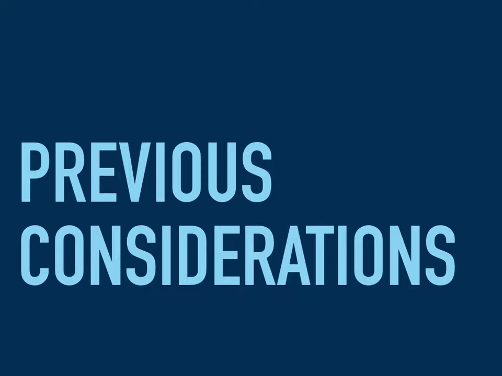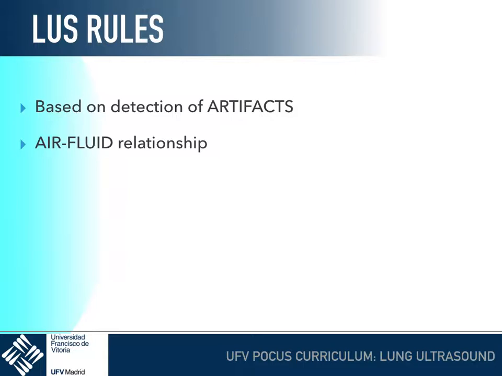First of all, we need to consider a couple of lung ultrasound rules that are the base of this technique. Lung ultrasound rule number one is that almost 90% of what we are going to see is just unreal. It's not real, it's an artifact. And second is the air and fluid relationship. We are going to talk about this later.